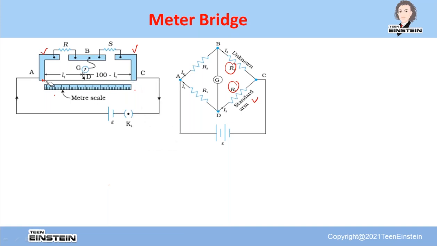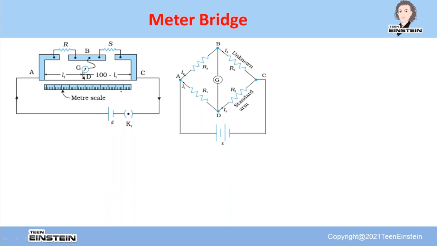Look again, see at the end of A and C, across A and C there is a battery, or you can think that the wire itself is connected. One end, that is at C, one end of the wire is connected. In fact, both ends of the wire are connected to a battery or a cell through a key.